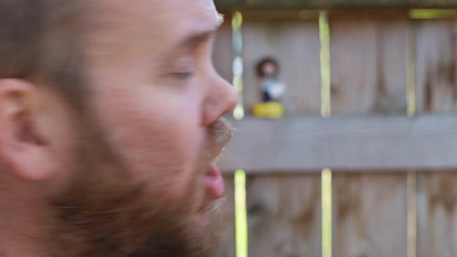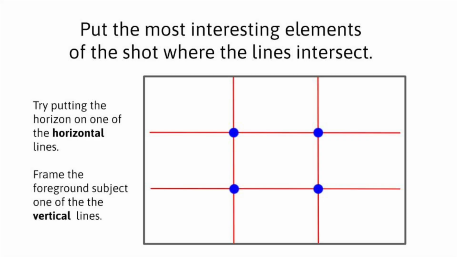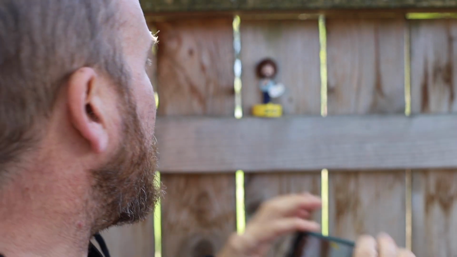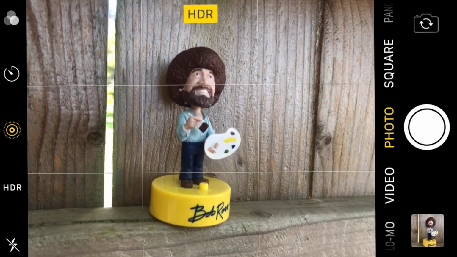The first thing I want to do is show you how we can use the rule of thirds. All I need to do in order to use the rule of thirds is use my grid lines, and now instead of putting Bob in the center, I'm going to try and have his head intersect on the two lines.